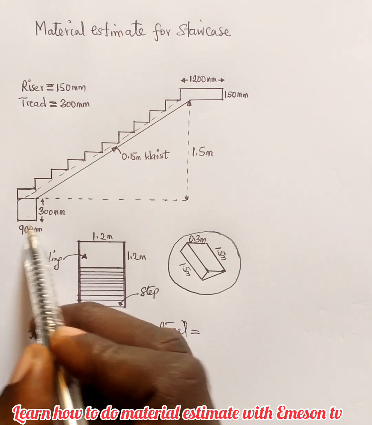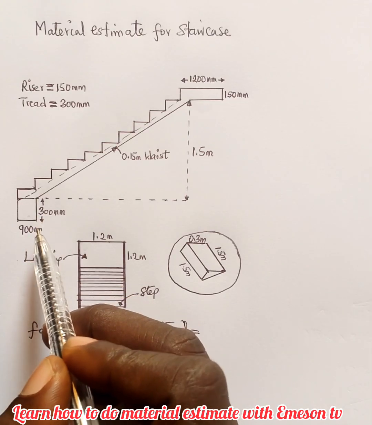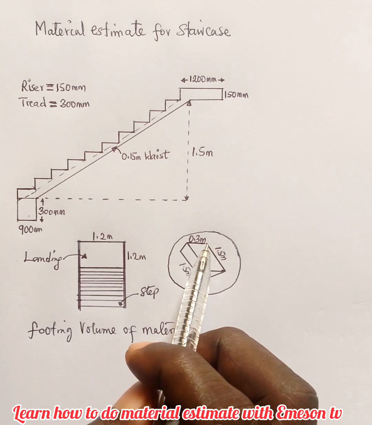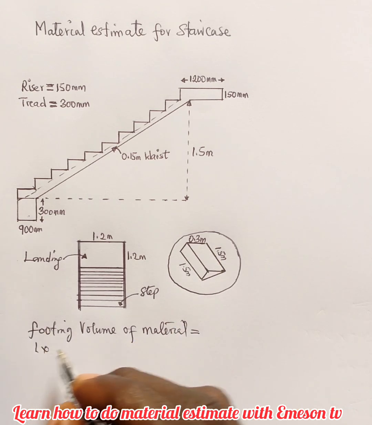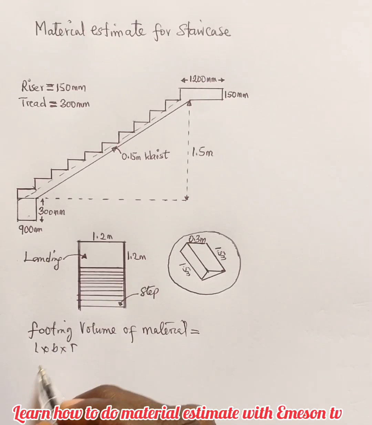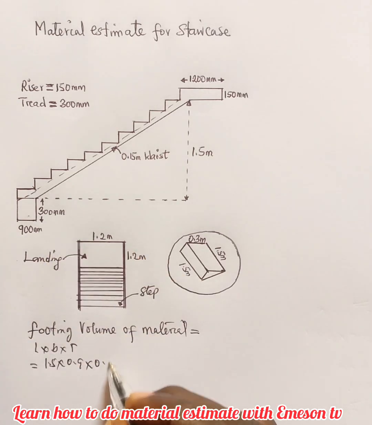This is the width, 900 mm, the thickness is 300 mm, and the length, it will span through what? The step. Let's look at this other one. It will span through this place, which is 1.5. So it has to be the length times the breadth times the thickness, which is the length 1.5 times the breadth 0.9 times the thickness 0.3.